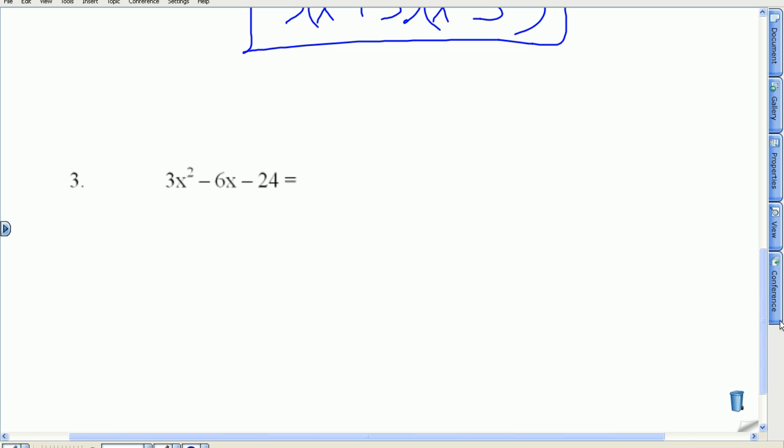Problem 3, take a look at all three terms. You might want to take an x out, but notice there is no x after the 24, so that's not going to work. 3 goes into 6, 3 goes into 24. Let's take the 3 out. So we're left with 3 times x squared. Negative 6 divided by 3 is negative 2. Negative 24 divided by 3 is negative 8.